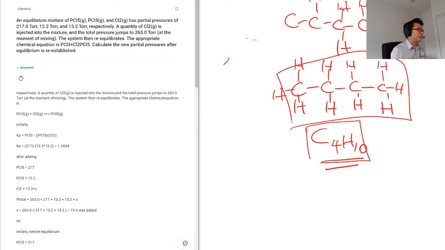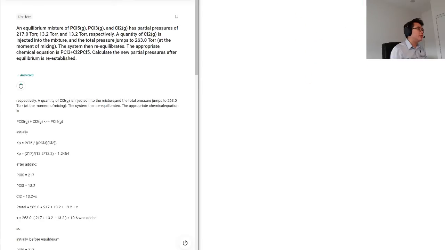For the second question, we have an equilibrium mixture of PCl5, PCl3, and Cl2, with partial pressures of 217 torr, 13.2 torr, and 13.2 torr respectively. Then excess chlorine gas is injected into the mixture, and the total pressure just before the equilibrium is re-established is 263 torr. We then allow the system to equilibrate. The appropriate chemical reaction is PCl3 plus Cl2 to PCl5.